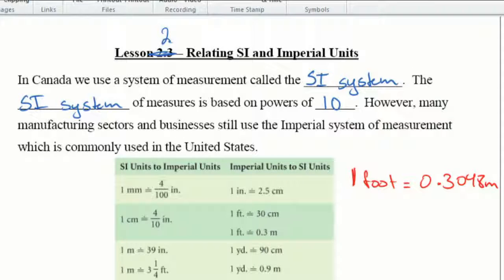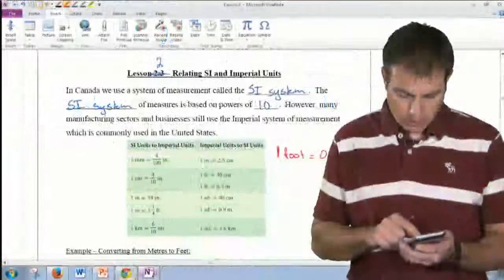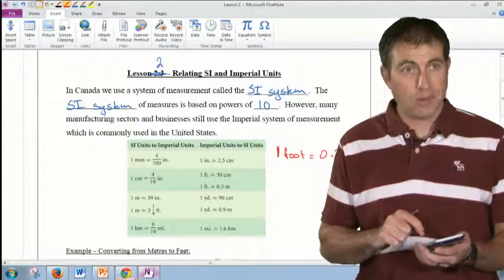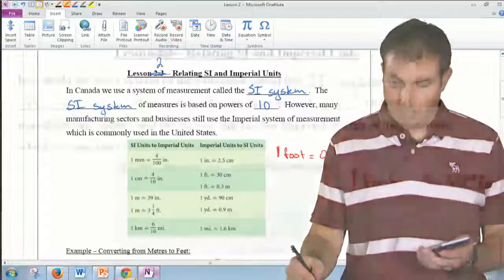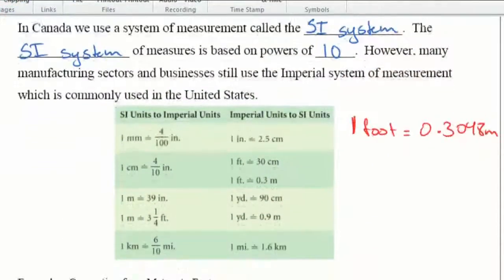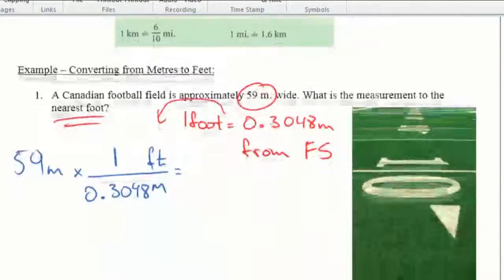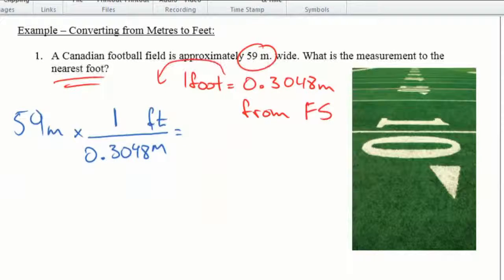So we had a field that was 59 meters long, or wide, sorry. We're going to multiply that by the 1 on the top, and then we're going to divide by the bottom. So scroll back down. Abby, you got that? So 59 times 1, and then divided by 0.3048. Now we don't need to multiply by the 1, so I can just divide by 0.3048. And I get 193.56.